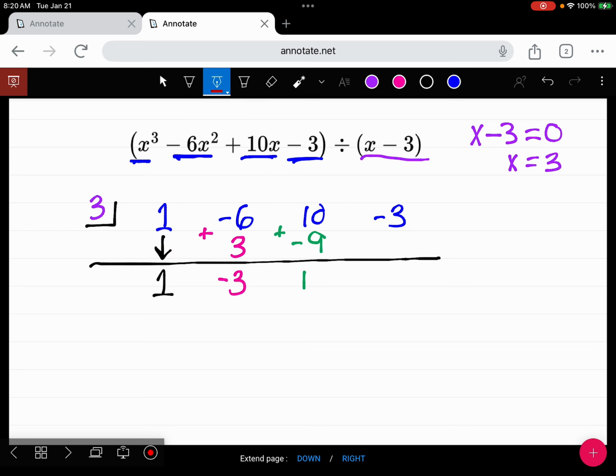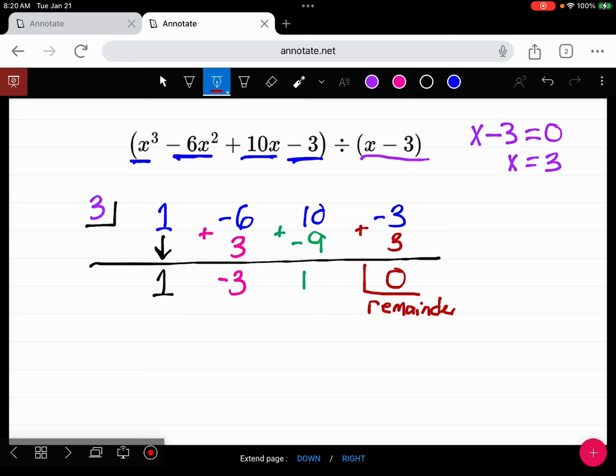Then we're going to take the bottom times the left and put it under. 1 times 3 gives me 3. We're going to add those together. Negative 3 plus 3 gives me 0. Again, more often than not, we should wind up with a 0 in that last spot. I always kind of box off this last spot to help us remember that this is the remainder.